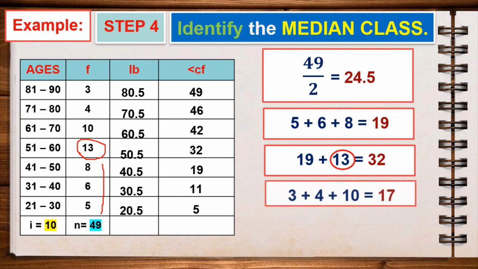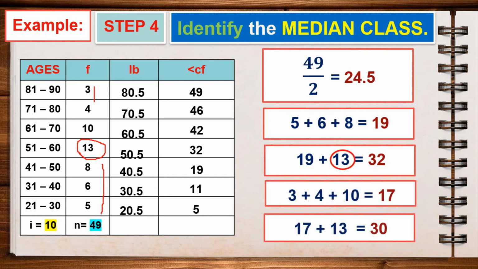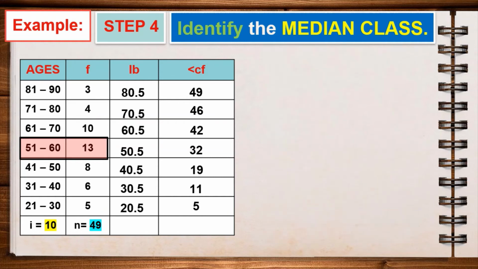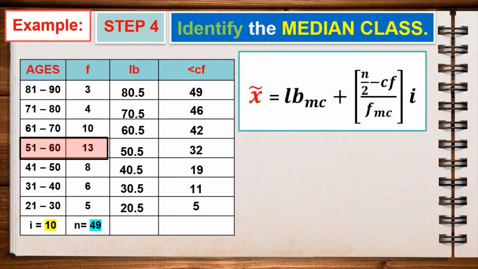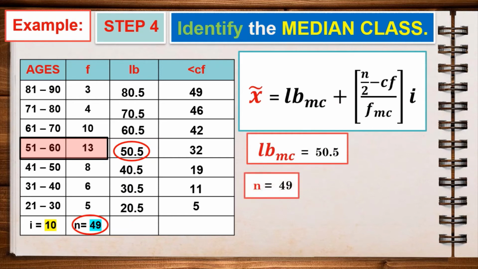Next, 3 plus 4 plus 10, that is 17. So, kulang. Nag-add ulit ako ng 13. So, nagtagpo sila sa 13. Ang median class natin, o ang median age natin ay nandiyan sa gitna na yan. Okay. So, nilagyan natin siya ng mark. So, paano natin kukunin yung lower boundary? Yan po yung katapat nung pinaka-lower boundary mismo na nasa linya ng median class. So, 50.5. And then, yung n natin, that is 49.